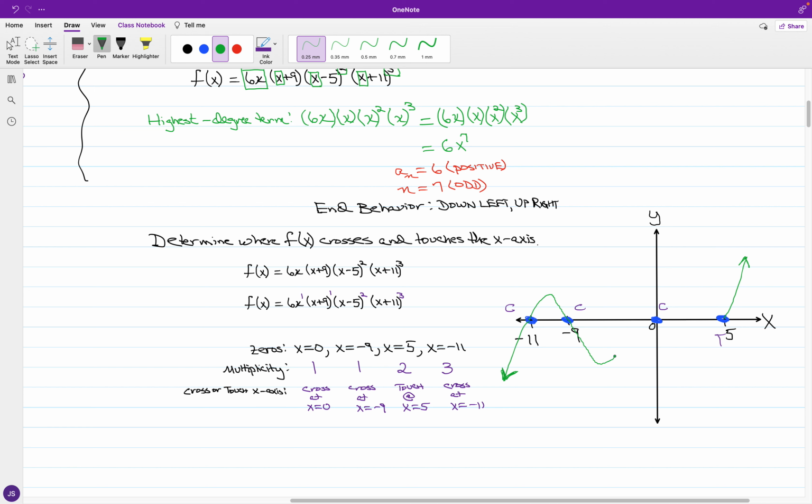And then it's going to start to rise again. Once we get to the origin, the graph is going to proceed by crossing, and then it's going to come to a saturation point, and then it's going to fall. Once we get to x equal to 5, the graph is going to touch, or in effect, just bounce off the x-axis. The rest of the behavior of this polynomial function is going to be above the x-axis. And again, at the extreme ends, we have down to the left and up to the right. All right.